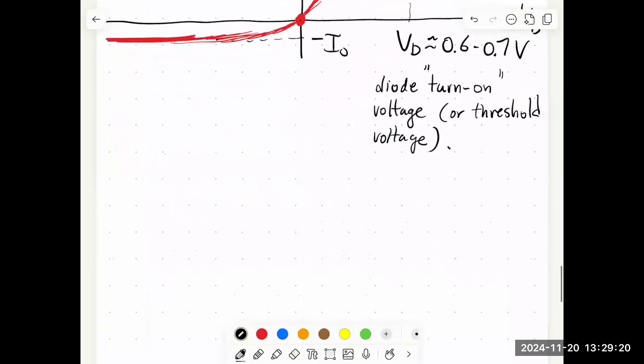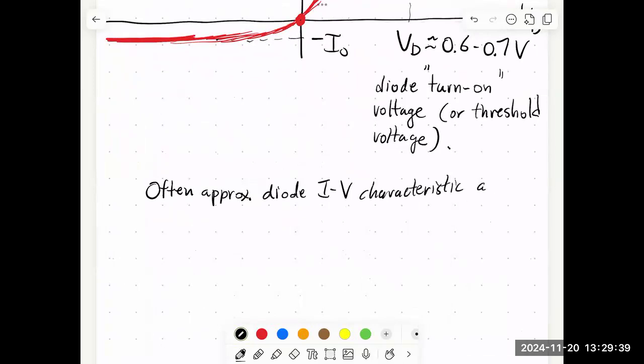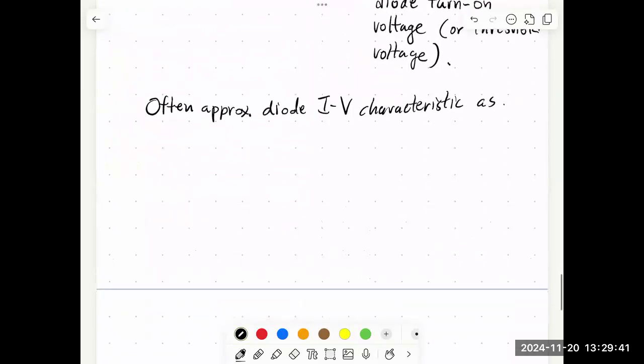So we can make an approximation to this. So we would often approximate the diode I-V characteristic, or I-V curve if you prefer.